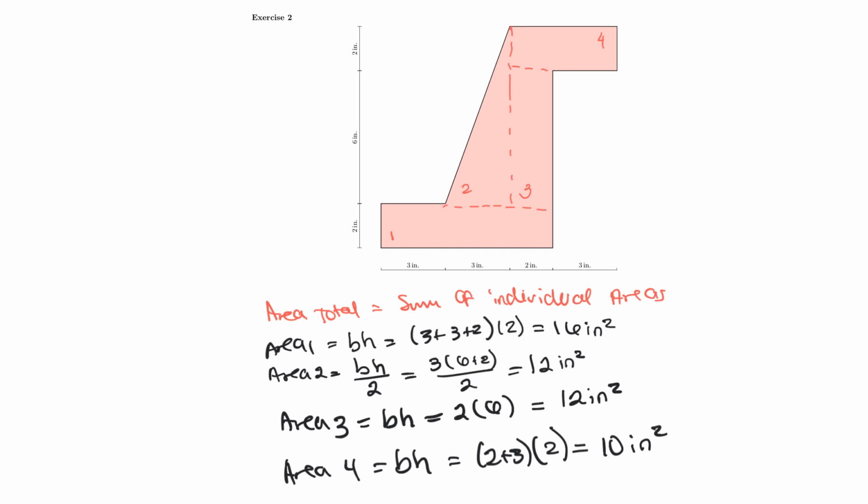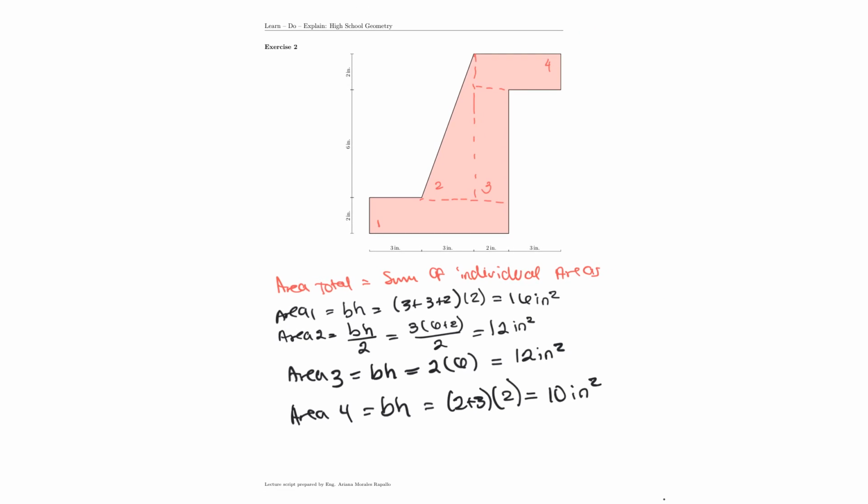Okay, so the total area of this composite shape, remember here, the total area is the sum of individual areas. Let's write it down. A total, let's write it like this, is the sum of all individual areas. So it will be the sum of 16 plus 12 plus 12 plus 10. And this is equal to 50, and the unit is inch square. Okay, so 50 inch square is the area of this entire composite shape. Okay, so let's move on to the next example.